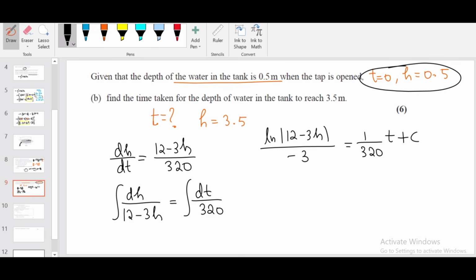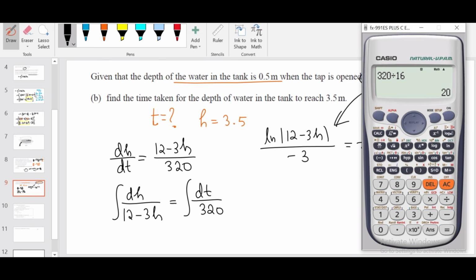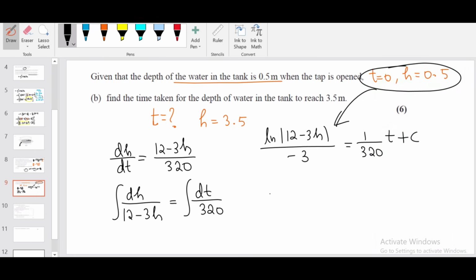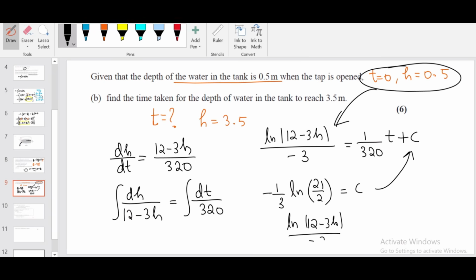Replace t by 0, h by 0.5 in this equation. So 12 minus 3 times 0.5 is 21 over 2. Okay, so you get minus 1 over 3 ln 21 over 2 is equal to, this becomes 0, so c, that's the value of c. So sub it back in here, you will get ln of 12 minus 3h divided by minus 3 is 1 over 320 t minus 1 over 3 ln 21 over 2.